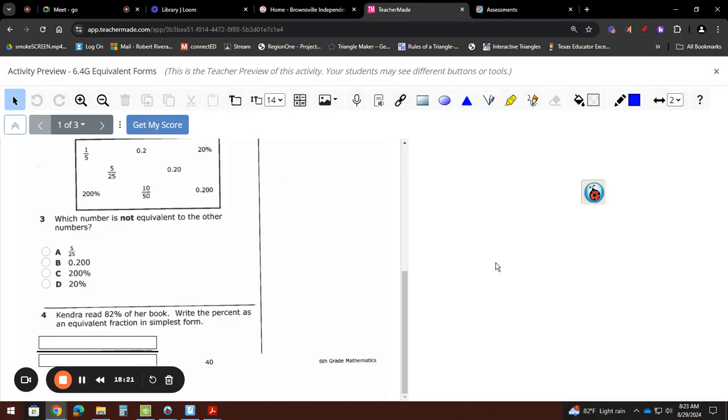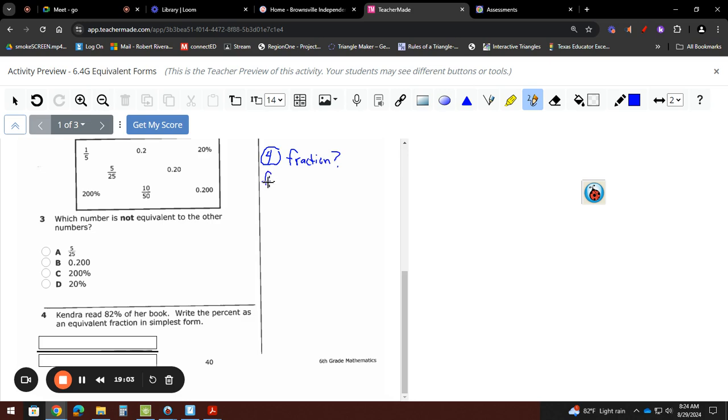For question number 4, it says Kendra read 82% of her books. Write the percent as an equivalent fraction in simplest form. Okay? So the first thing I want, obviously, is I want you to write the question. So we write the question. Question number 4. My bad. So the question is they want a fraction. That's what they want, a fraction.